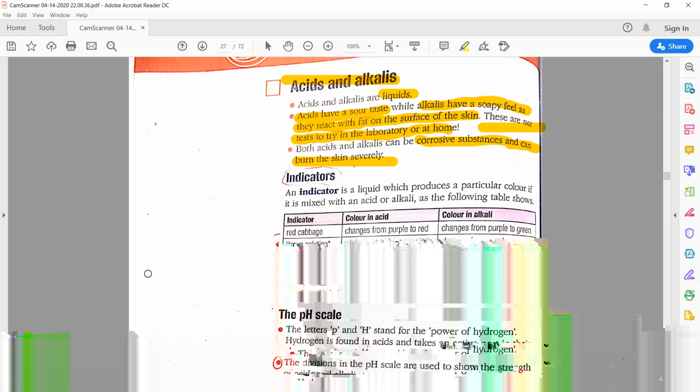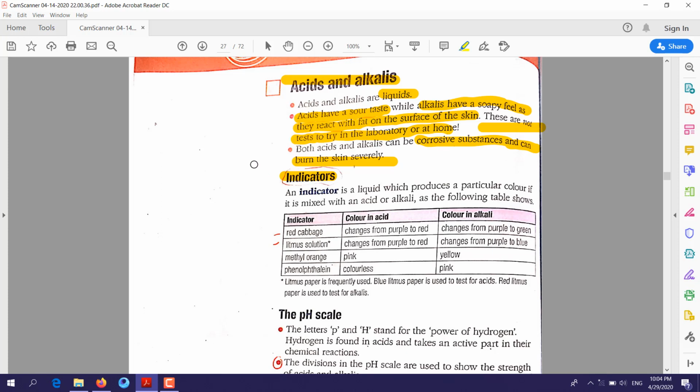Firstly, indicators. The word indicator, what do we mean by indicator? An indicator is a chemical liquid that gives different colors when it is mixed with acid or alkali. How is that? The definition, you need to memorize it: an indicator is a liquid which produces a particular color if it is mixed with an acid or alkali.